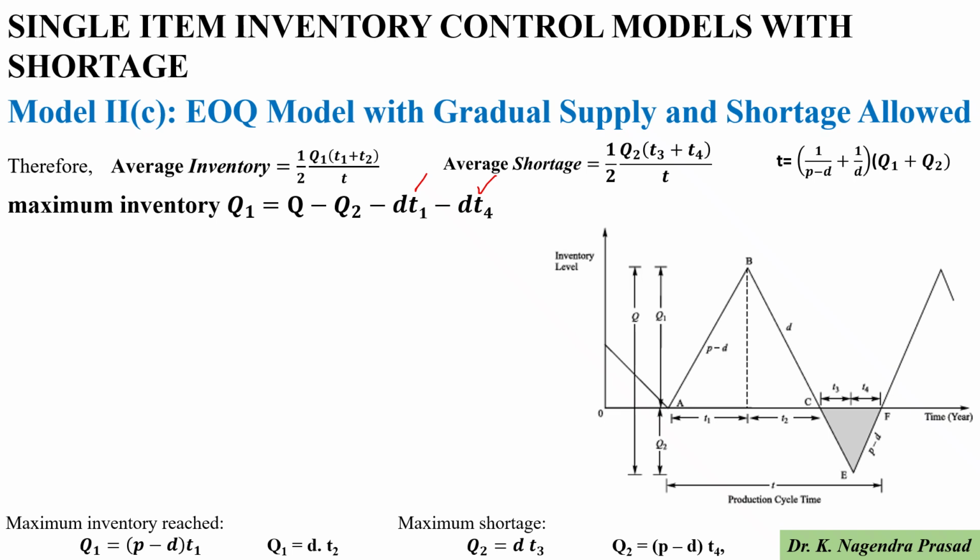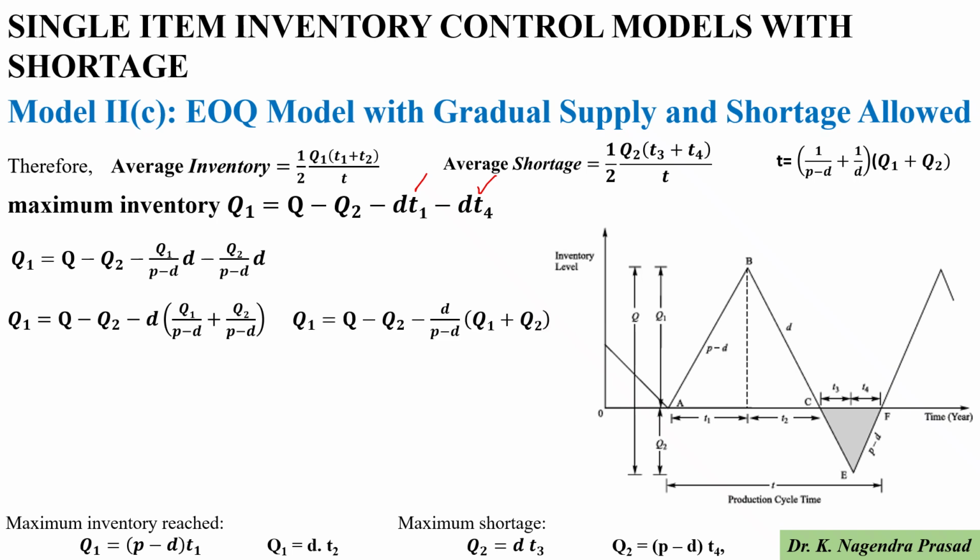T1 equals Q1 divided by (P minus D) and T4 equals Q2 divided by (P minus D). Then the maximum inventory equation becomes Q1 equals Q minus Q2 minus D into [Q1 divided by (P minus D) plus Q2 divided by (P minus D)]. This can be written as Q1 equals Q minus Q2 minus D divided by (P minus D) into (Q1 plus Q2). Once again this can be written as Q equals Q1 plus Q2 plus D divided by (P minus D) into (Q1 plus Q2).